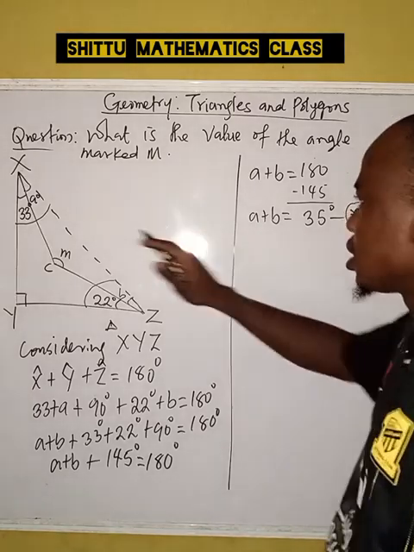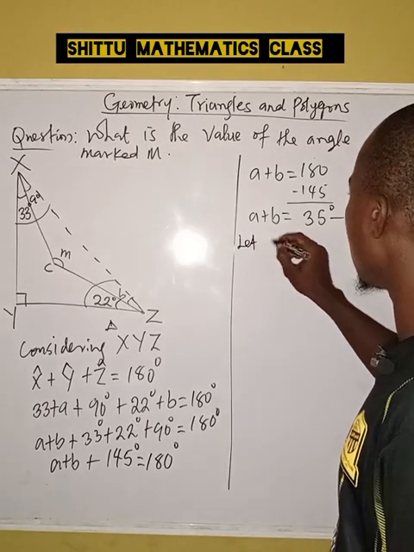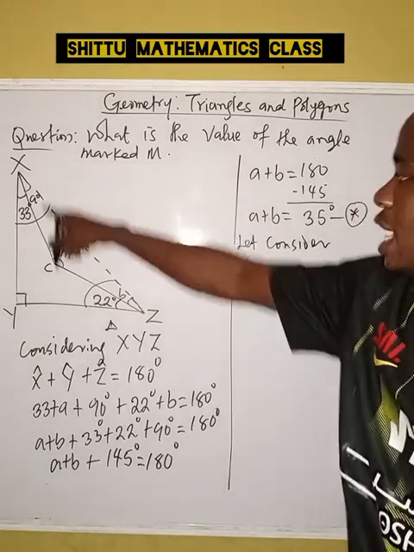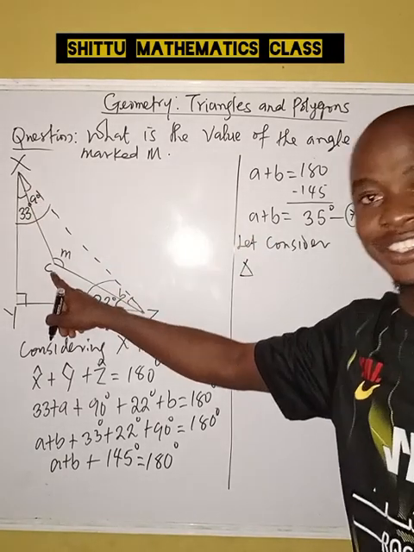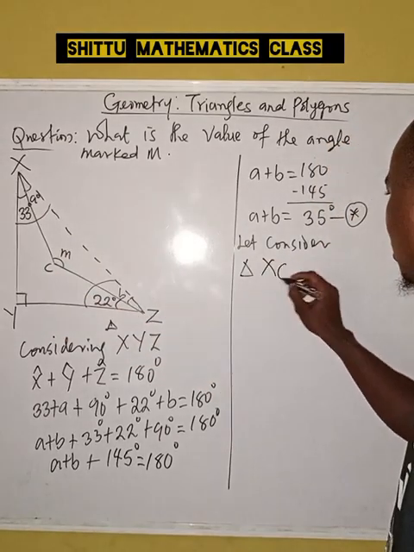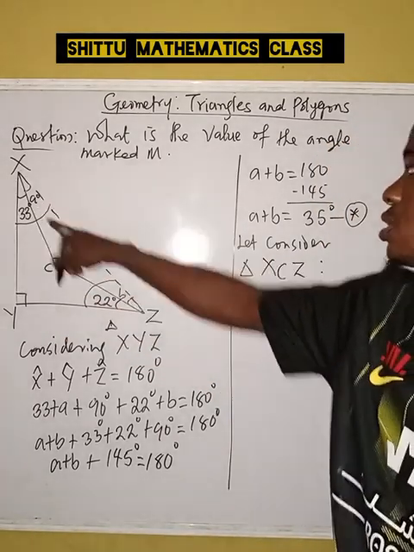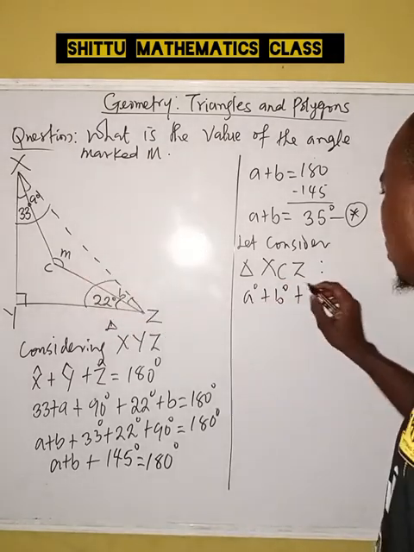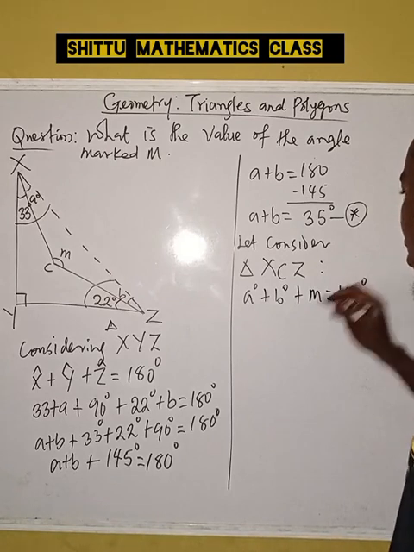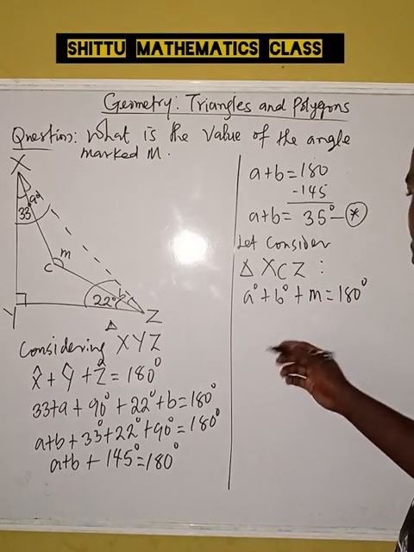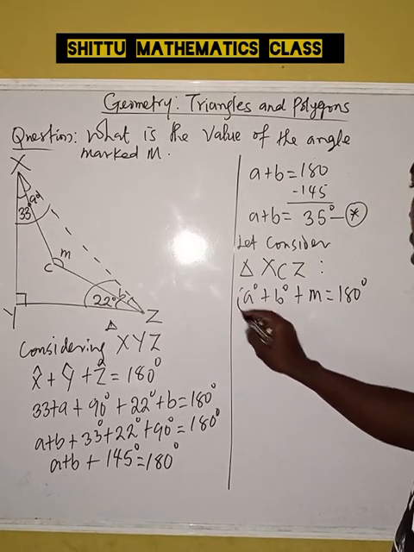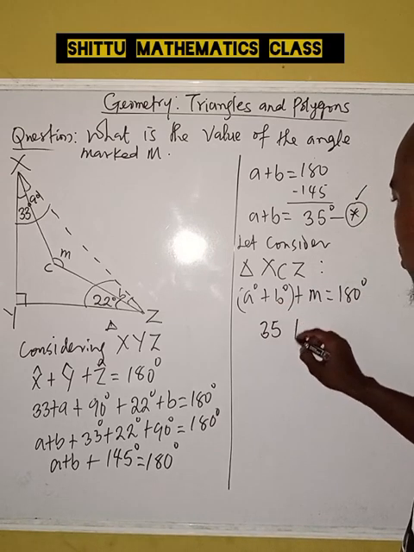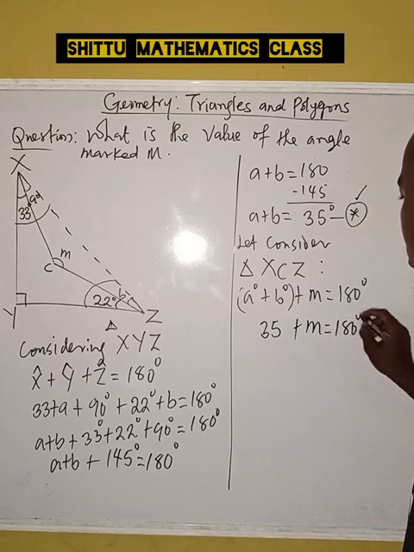So now from there, let's consider the triangle XZZ, right? You know that is going to be A degree plus B degree plus M that we are looking for must also be 180 degrees, right? Which is so simple. Now look at this, A plus B here, according to what we have here, is 35. We're going to have 35 plus M equals 180 degrees.